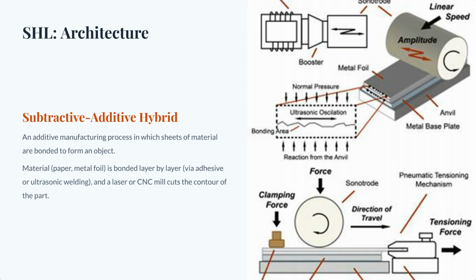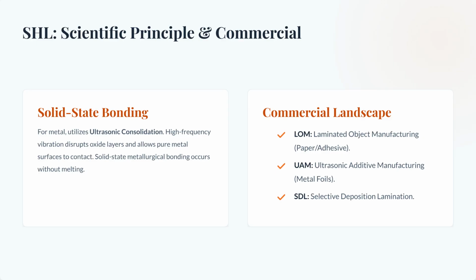Sheet lamination is often considered a subtractive-additive hybrid. Sheets are bonded layer by layer, and a laser or CNC mill cuts the contour of the part, carving away excess material as it progresses. For metals, SHL often utilizes ultrasonic consolidation, a solid-state bonding process that disrupts oxide layers using vibration. Commercial examples include laminated object manufacturing, ultrasonic additive manufacturing, and selective deposition lamination.